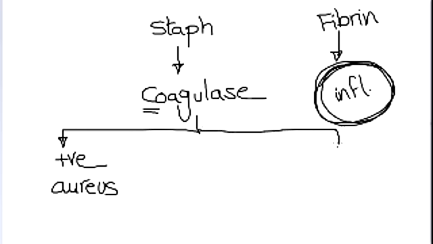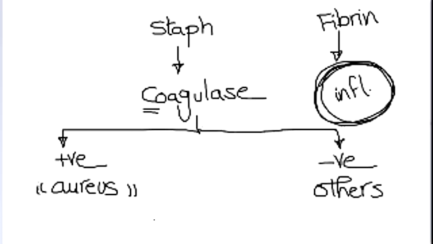And which type of staph is coagulase negative? They are the other types of staph. So the Staph aureus is coagulase positive and the others are coagulase negative.